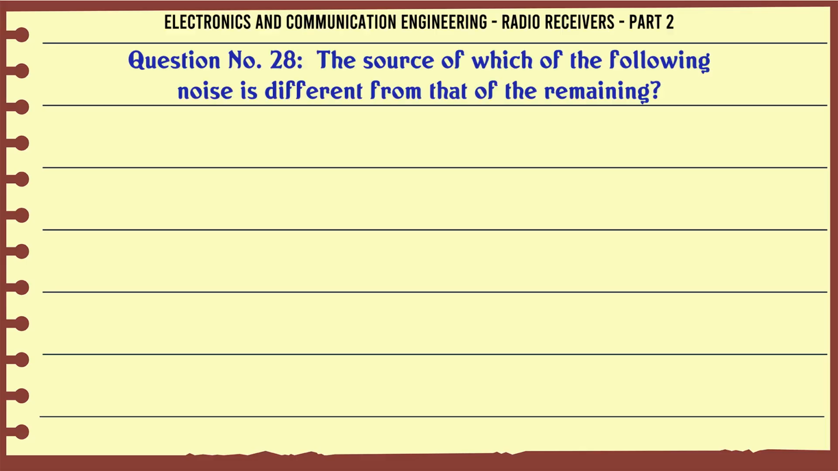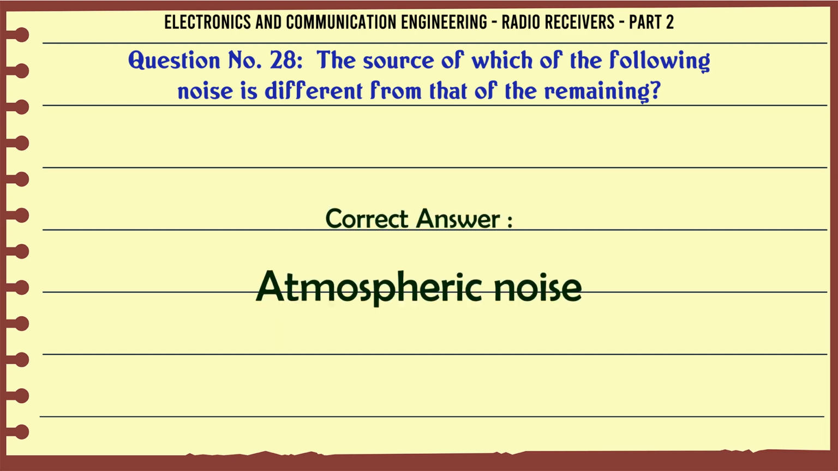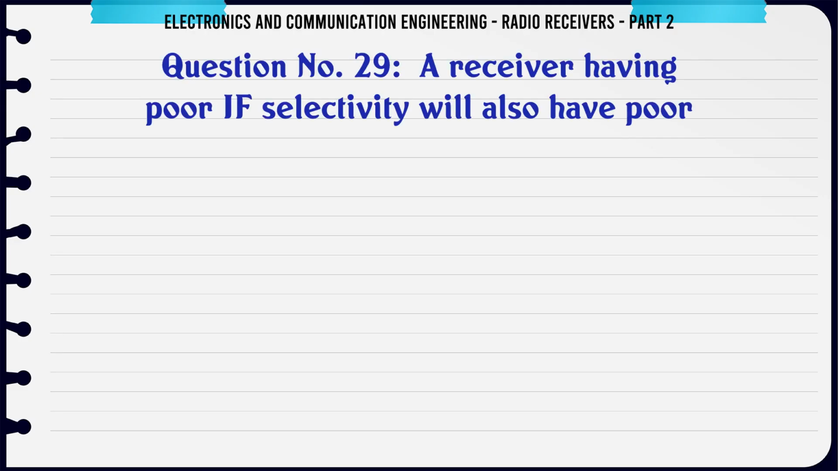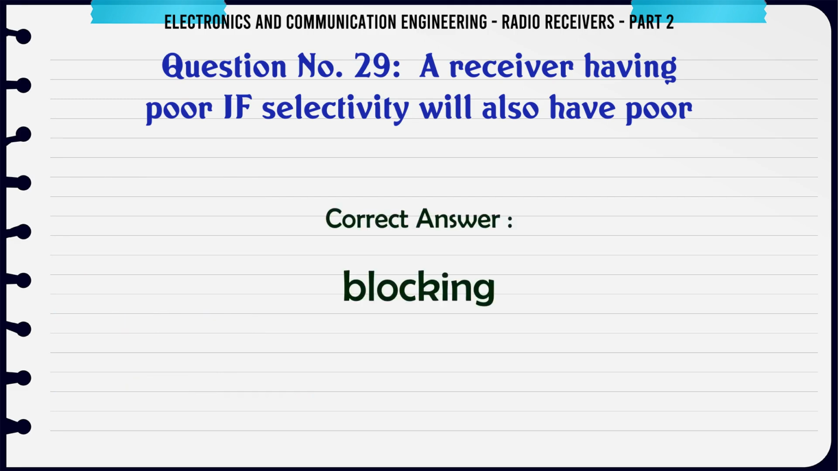The source of which of the following noise is different from that of the remaining? A. Solar noise. B. Cosmic noise. C. Galactic noise. D. Atmospheric noise. The correct answer is atmospheric noise. A receiver having poor IF selectivity will also have poor A. Sensitivity. B. Double spotting. C. Blocking. D. All of the above. The correct answer is blocking.